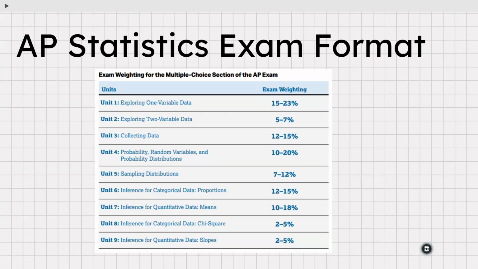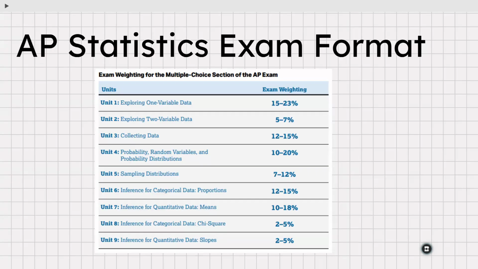If you do those numbers realistically, there's probably one question on chi-squared and one question on slopes on the test. I'm hoping that you've heard, or your teachers have talked about, the expectations on the number of questions you're going to get right. You're probably not going to get 40 out of 40. Very few people get 40 out of 40.